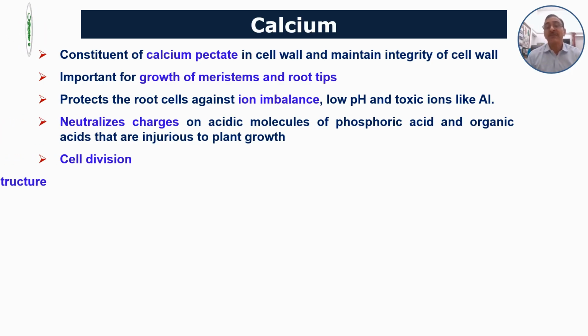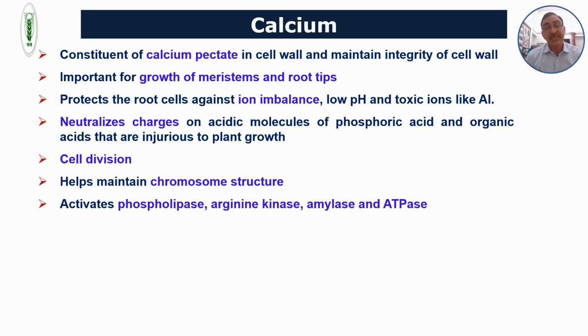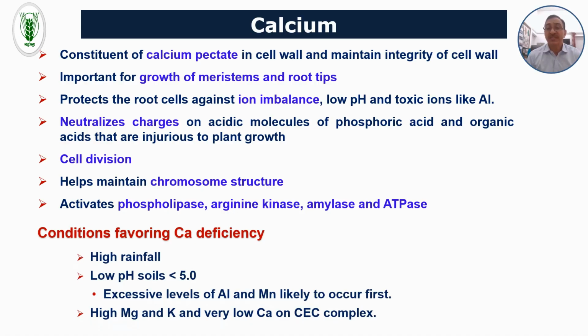That means the cell wall will not be in a position to maintain its turgidity, and it is important. Calcium is important for growth of meristem and root tips. It maintains the ion balance in the plant cells. Then it neutralizes the charge of acid ions in the plant system. It helps in cell division. It helps to maintain chromosome structure, and activates many enzymes like phospholipase, arginine kinase, amylase, and ATPase. So there are many functions calcium plays inside the plant.